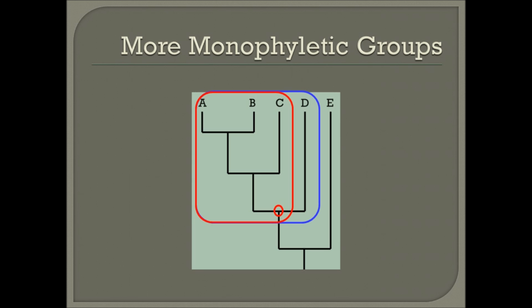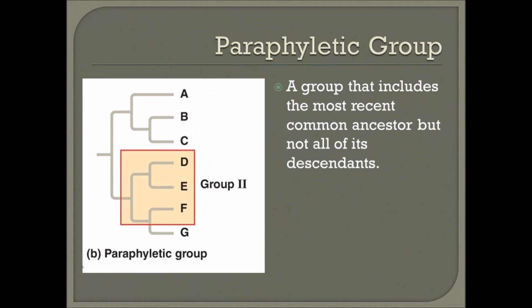Okay, so what we drew in this red box actually does have a name, and it's a paraphyletic group, and we're going to talk about it right now. Paraphyletic is what you saw when you didn't include all the descendants that came from the ancestor that you were looking at.